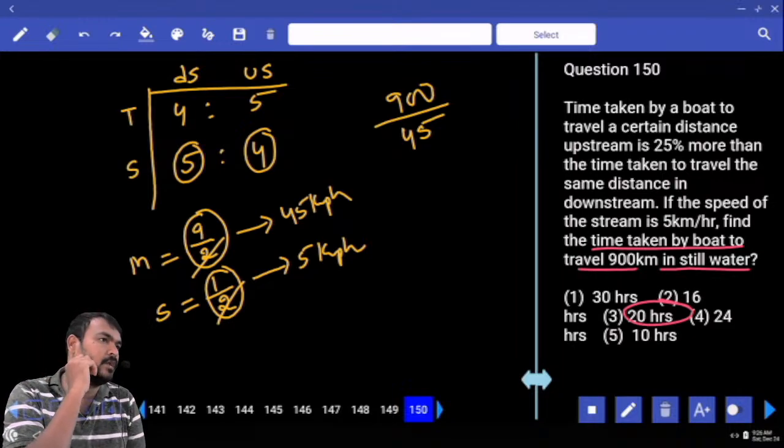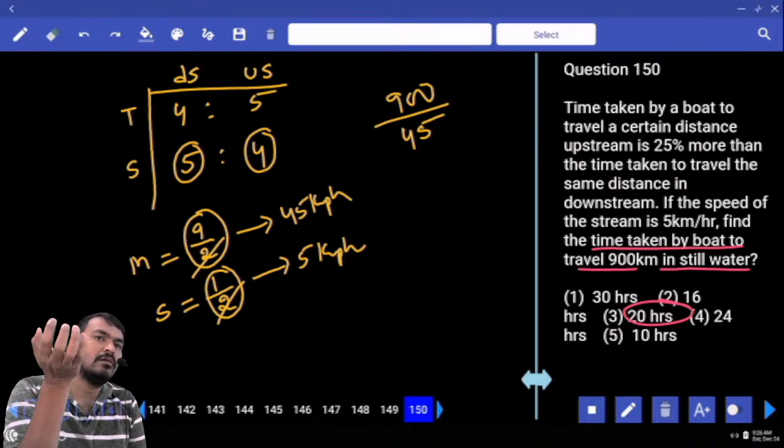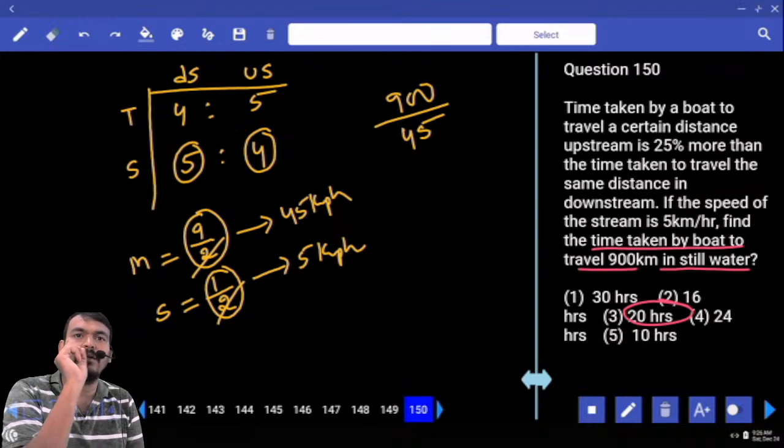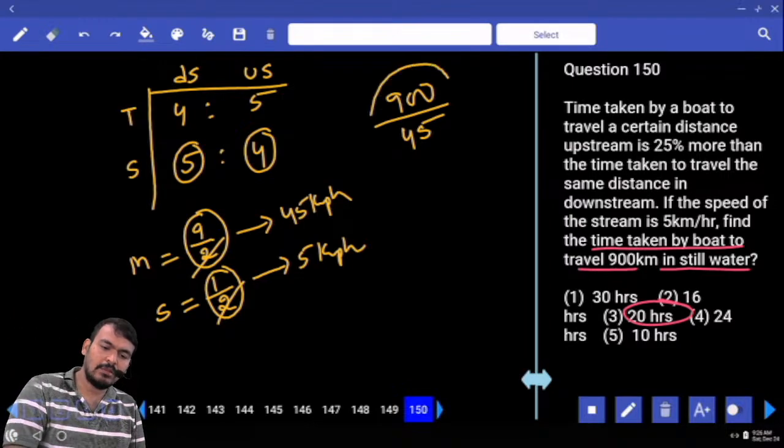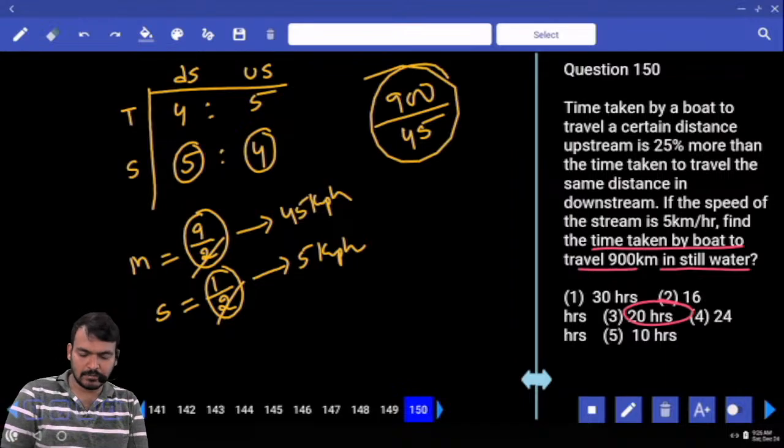Still water means water speed is 0. Means either M plus S or M minus S. If you do 45 plus 0 or 45 minus 0, it is 45. 900 by 45. What is the answer? 20.